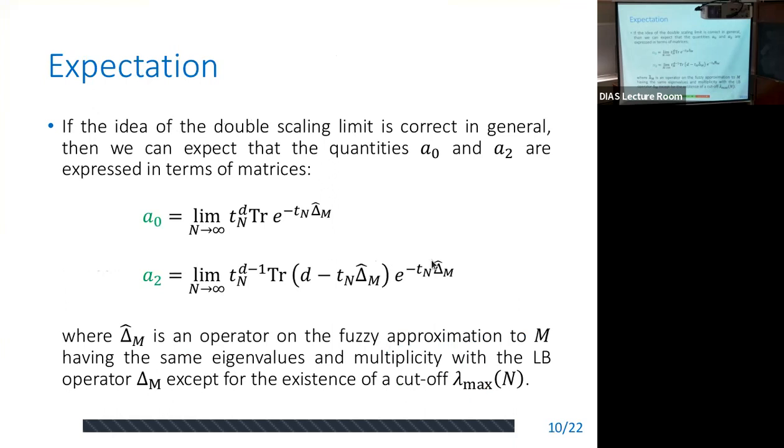If the idea of this double scaling limit is correct for general fuzzy spaces, then we can expect that these quantities A0 and A2 can be expressed in terms of matrices as shown. Again, A0 will be proportional to the volume of the manifold and A2 proportional to the Einstein-Hilbert action on the manifold. And here, this Delta_M hat is the operator on the fuzzy approximation to your manifold, and has the same eigenvalues and multiplicity as the LB operator defined on the actual manifold, with the only difference being this cutoff, or maximum eigenvalue, in the fuzzy space.